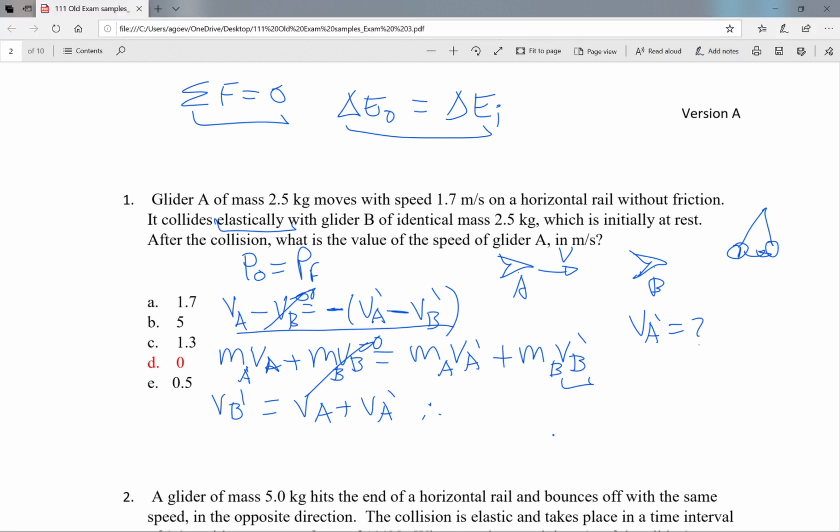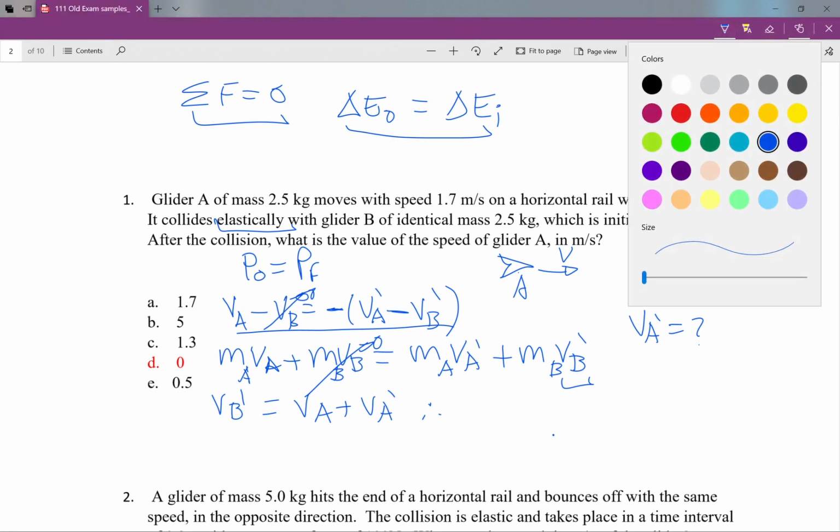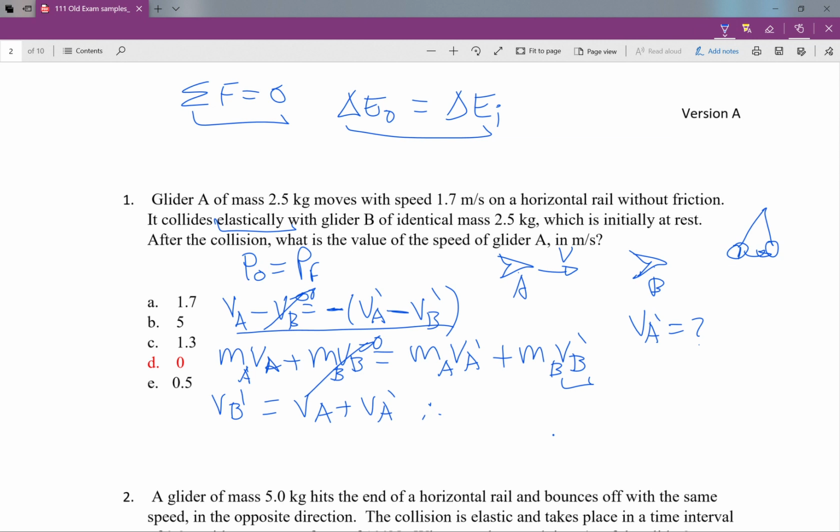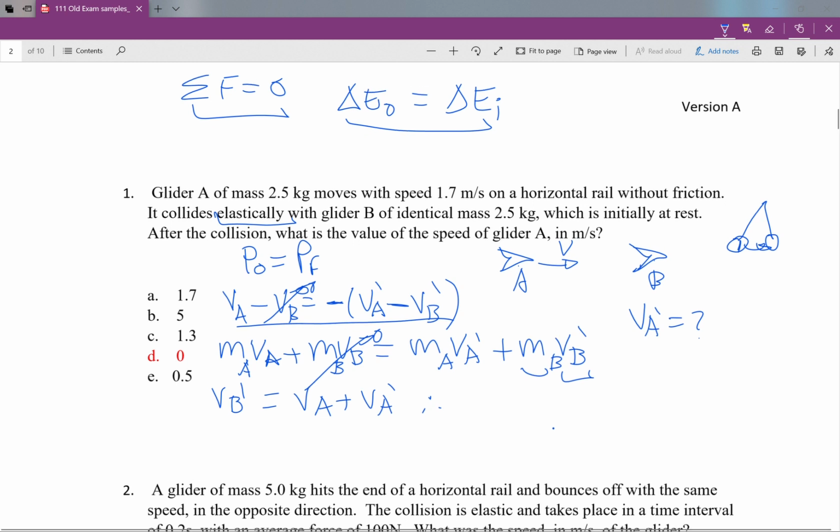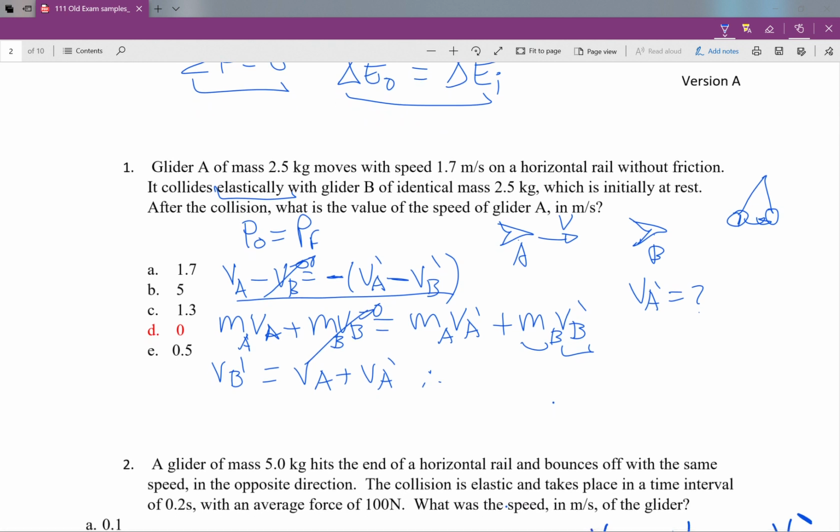Okay, so once we substitute that in there, we have to distribute the mass of B. So it's going to be something like this. I'm running out of space, so it's kind of annoying. So MA VA equals MA VA prime, and then plus MB times our VB prime equation, which is VA plus VA prime.